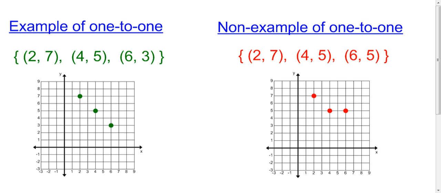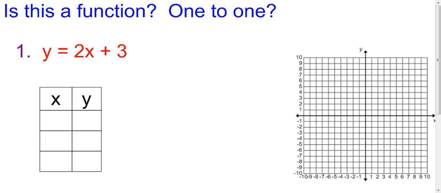Here's some examples and some non-examples of one-to-one functions, and I think we've hit that already, so we're going to move on. Okay? Next, sometimes in your homework it's going to give you a function or a relation anyway, and you have to decide if it is a function and if it's one-to-one. So a couple of different things you can do.